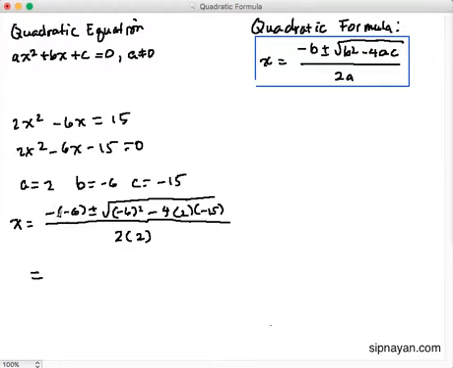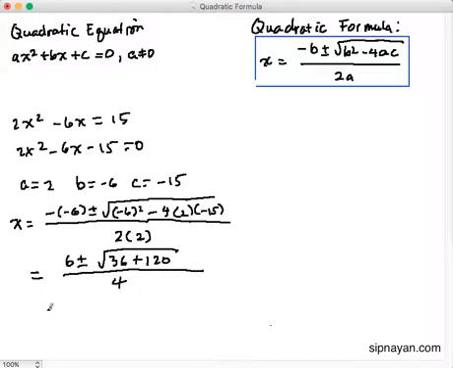So simplifying, we have negative of negative 6 is 6. We have 6 plus minus square root of negative 6 squared is 36. And then minus tsaka negative magiging plus. 4 times 2 is 8. Times 15 is 120. No? So, unahin natin to. Magiging 60 siya. Times 2 is 120. No? And then all over 4, no?